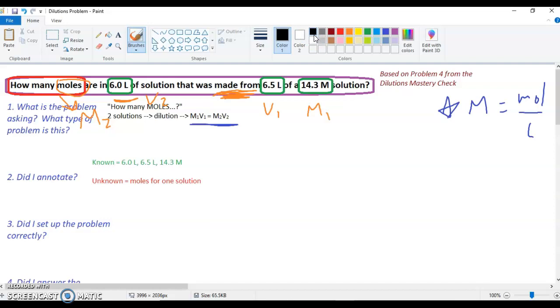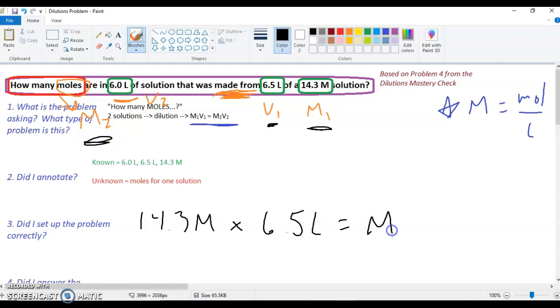I'm just going to use black here. So my M1 I already identified as 14.3 molar times my V1, which is 6.5 liters, and we set that equal to the second half of our equation. My M2, well, that's unknown, so I'm just going to leave that as the variable. And my V2, 6.0 liters, I will input there.